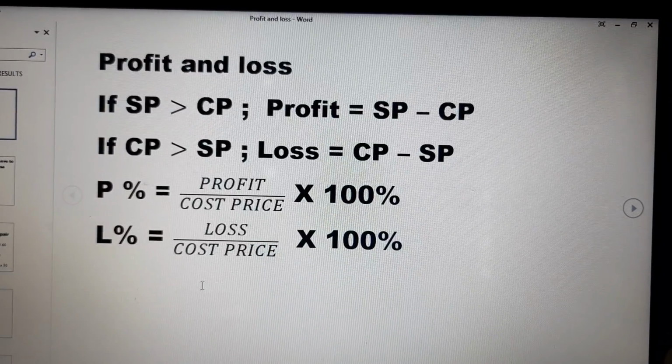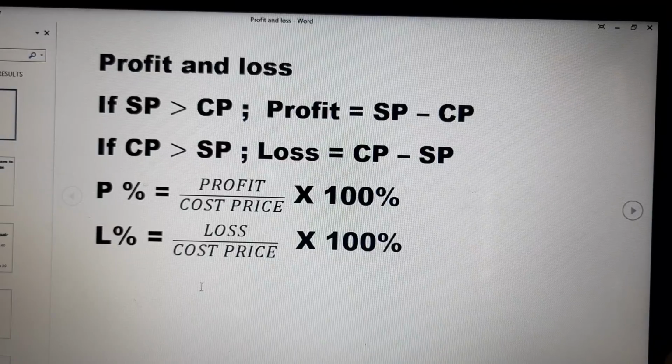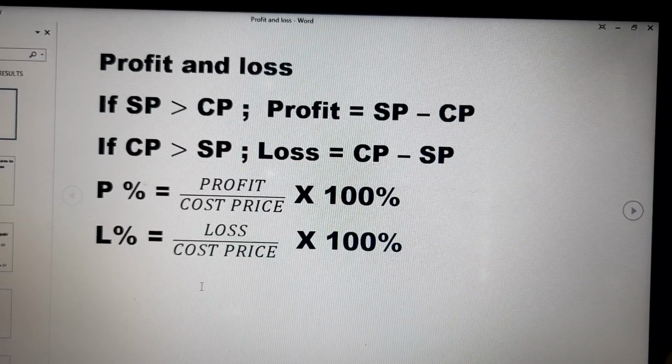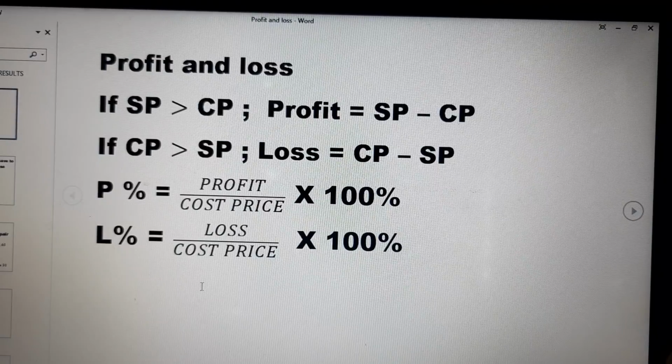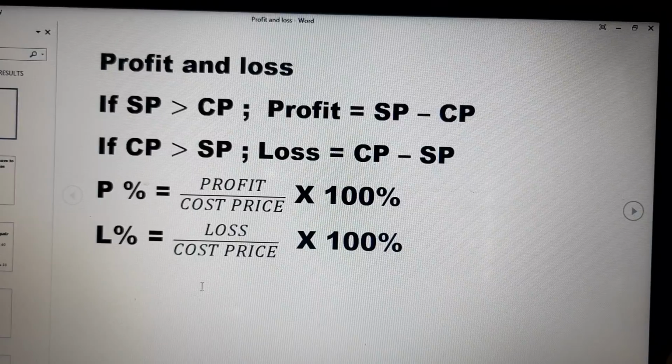Good morning students. Today we are going to start with the chapter Percentage and the topic Profit and Loss. There are two terms, selling price and cost price. Cost price is the price at which we purchase something and selling price is the price at which we sell the same article. Are you getting it?